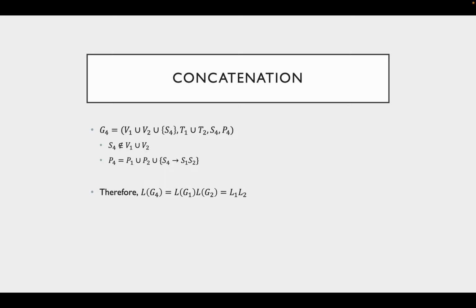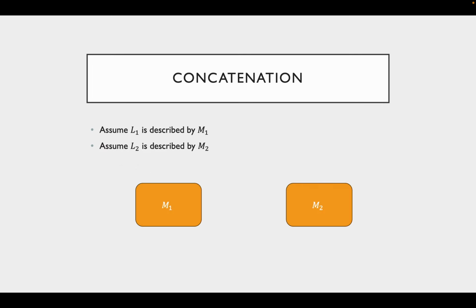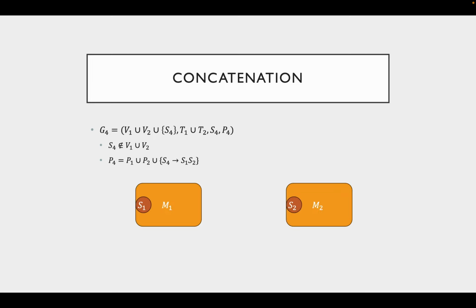Therefore, the language of G4 is actually the language of G1 concatenated with the language of G2, which is L1 concatenated with L2. This makes a little bit more intuitive sense, again, when we describe them in terms of machines. So we have L1 described by M1 and L2 described by M2.